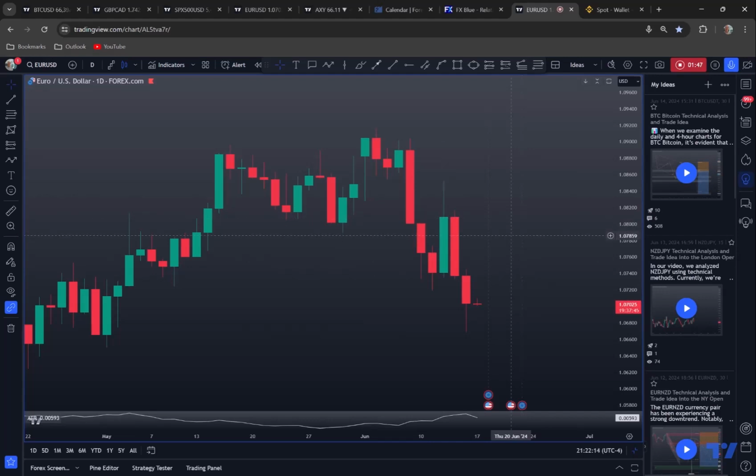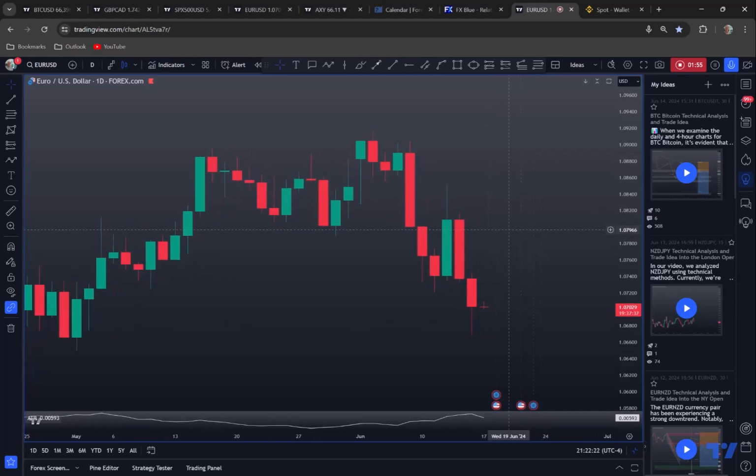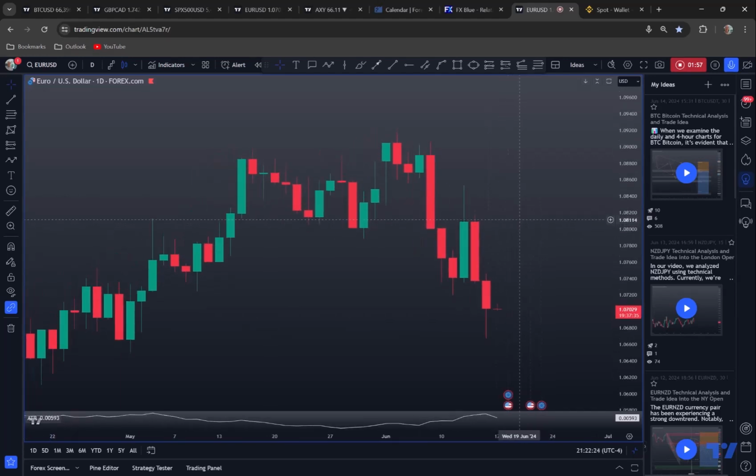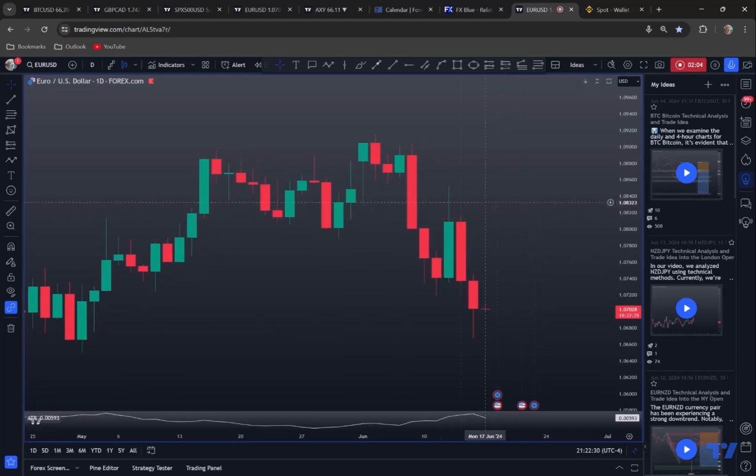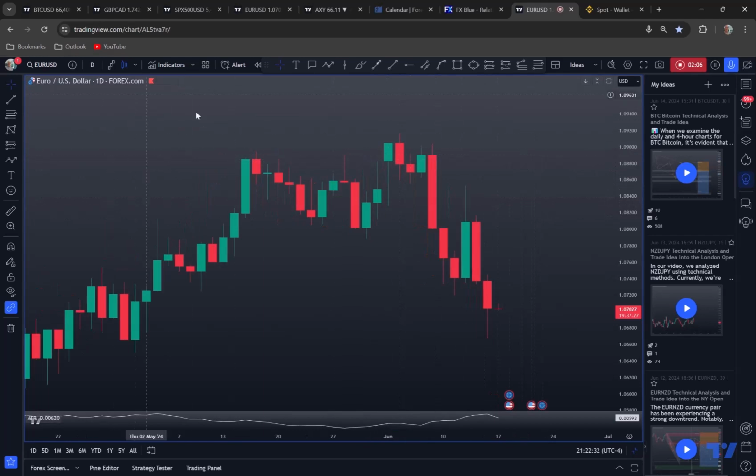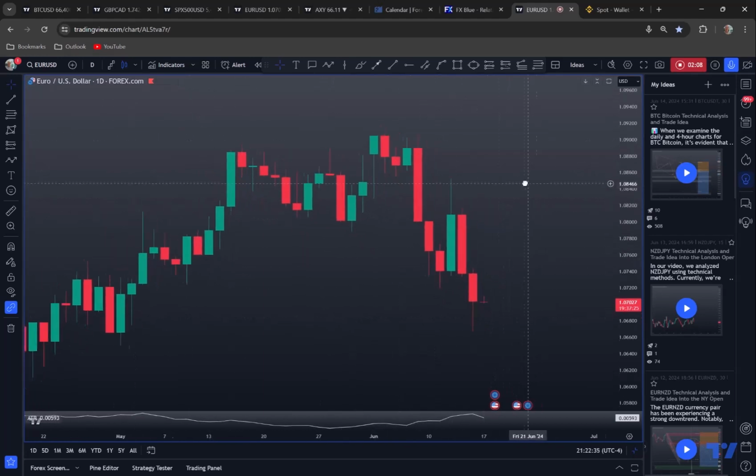You can build an account if you have an edge: a plan, strategy, risk management, and an edge in the market. And honestly, the features and tools in TradingView will give you that edge. So here's the thing with this. We can see the euro dollar is under pressure, without a doubt.